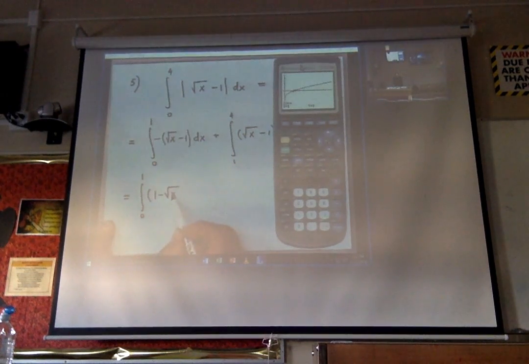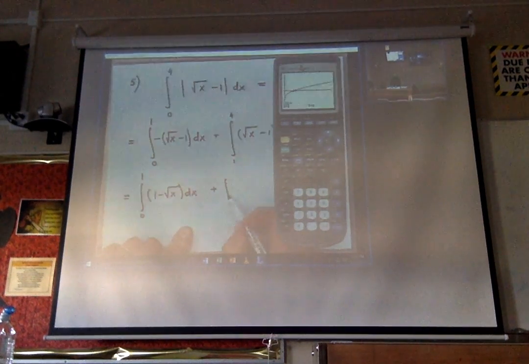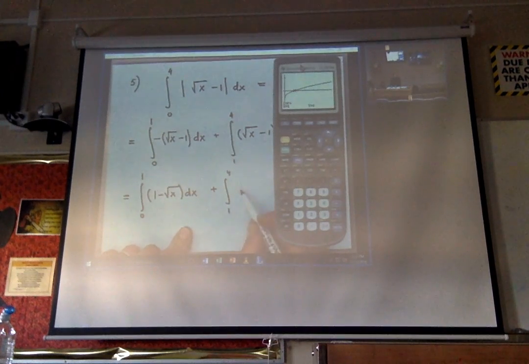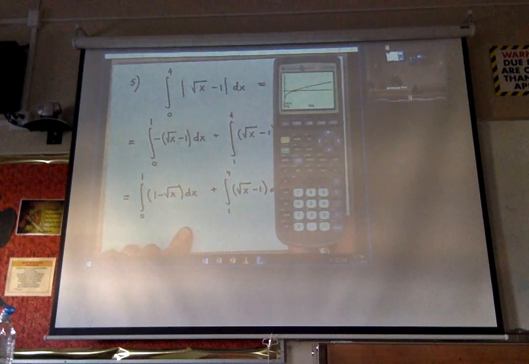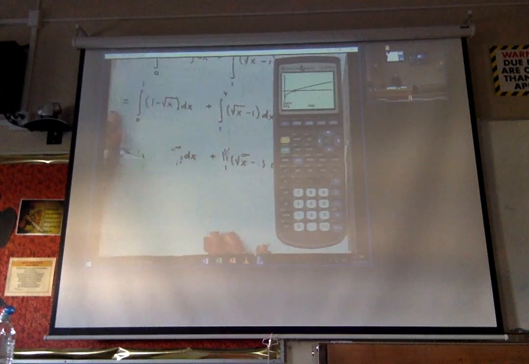Do you understand? So you multiply by negative 1. Negative 1 becomes positive, so that's why I put it this way. And then we have the second piece. We're just going to keep it for now. So now it's just a simple process. Nothing special we have to do right now. You just have to go and find the antiderivative.